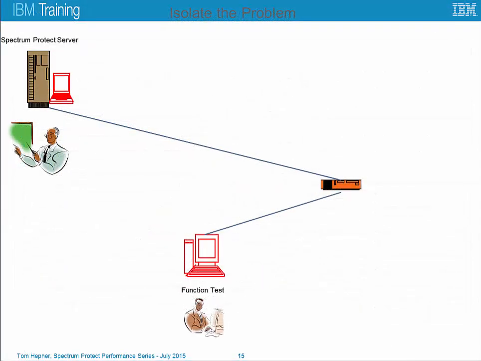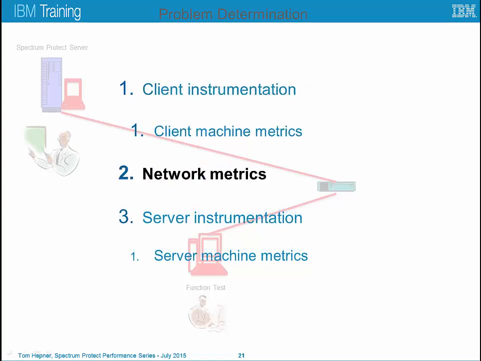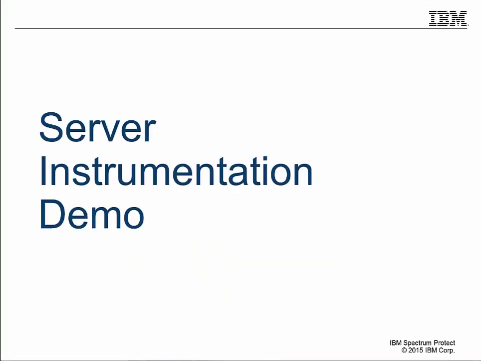So let's simplify the picture, which is exactly what you need to do when troubleshooting a problem. Break it down into small steps. Try to test one thing at a time. Here's a basic troubleshooting procedure we could use. Client instrumentation. If we see a problem here, we would look at the client machine metrics, network metrics, server instrumentation, and if we see a problem here, server machine metrics. So today, I'll run a backup with both client and server instrumentation. Since I already covered the client instrumentation in a previous video, I won't go into that in much detail.